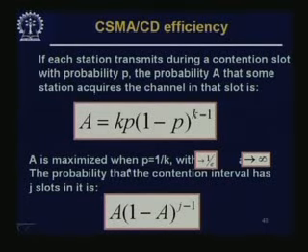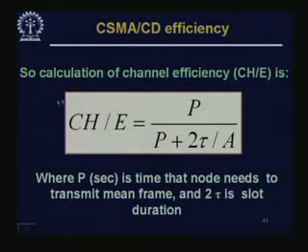So A is maximized when p is equal to 1/k, with A tending to 1/e as k tends to infinity. The probability that the contention interval has j slots in it is A(1-A)^(j-1). So the calculation of channel efficiency would be P, where P is the time that a node needs to transmit a mean frame and 2 tau is the slot duration. So P/(P + 2tau/A), which means that if P is large, that means if you are sending large frames, the channel efficiency increases.